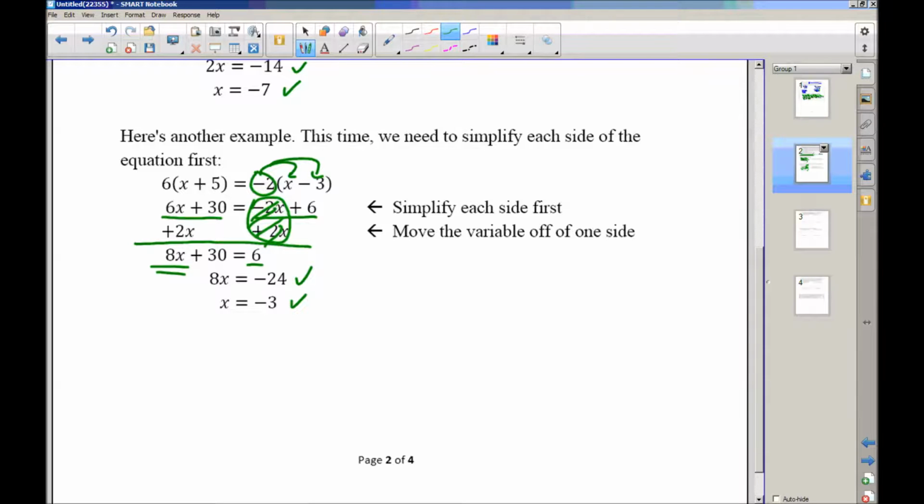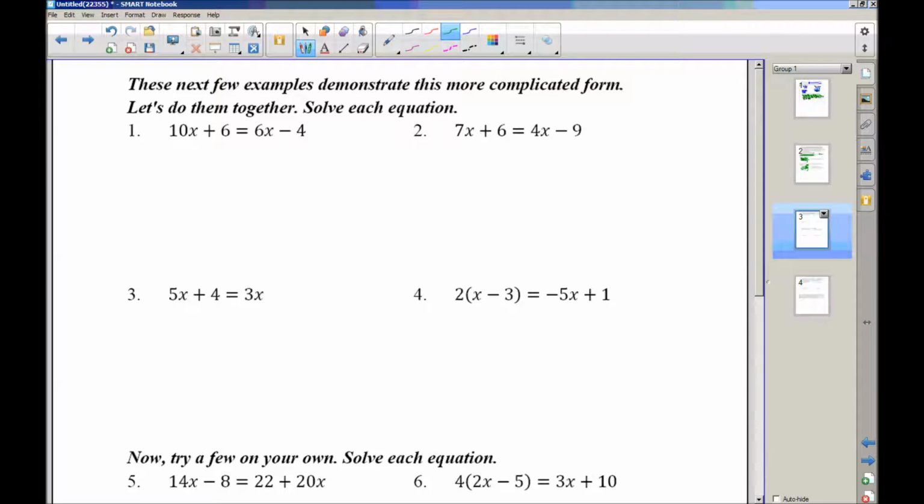Okay. All right, so a few examples to demonstrate this more complicated form. Let's do these together. And then I'll have you try some and check your answers. So first thing we're going to do, we have 10x plus 6 equals 6x minus 4. Both sides are simplified. Okay?